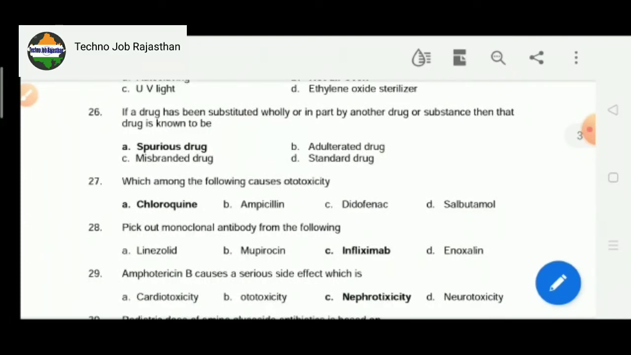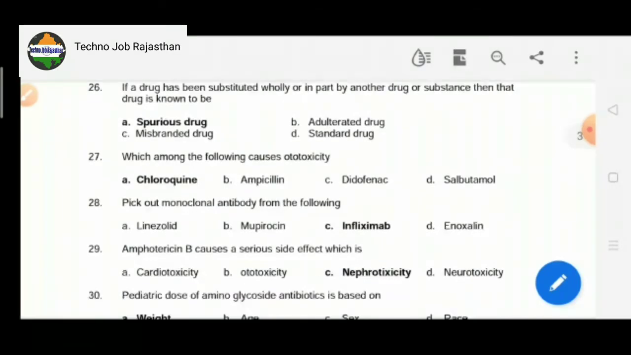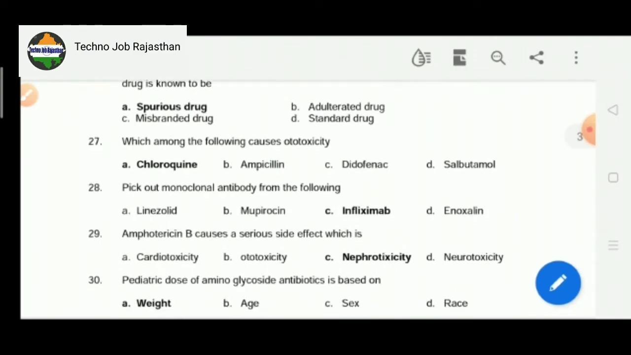Question 27. Which among the following causes ototoxicity? Option A is chloroquine, option B is ampicillin, option C is diclofenac, option D is salbutamol. So the correct answer is option A, that is chloroquine.